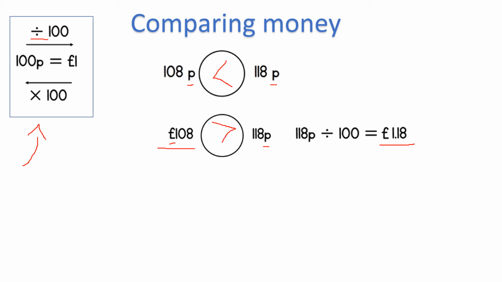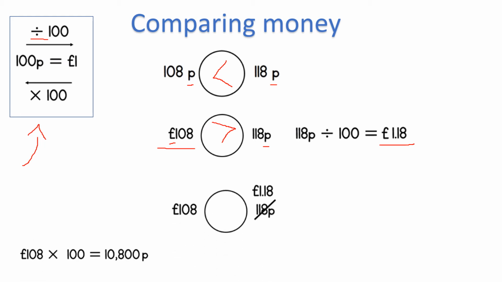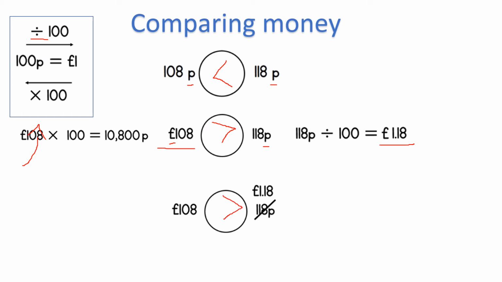Now, if you chose to convert the pound to pence, let's just rub this out, you would do the inverse. So you would do 108 pounds times by 100, which would be 10,800 pence, and still we would get the same answer, that is greater. Well done if you got those correct.